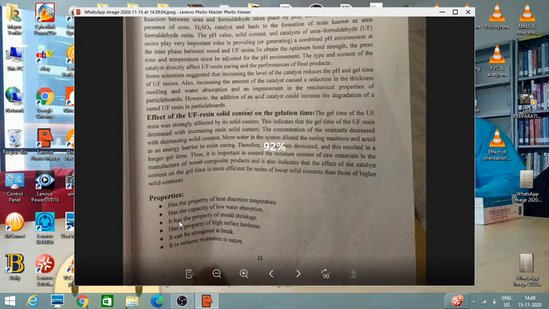higher solid contents. So it has the property of heat distortion temperature, has capacity of low water absorption. It has the property of mold shrinkage. It has the property of high surface hardness. It can be elongated and break. It is volume resistant in nature. So this is all the properties of UF resin we are talking about.